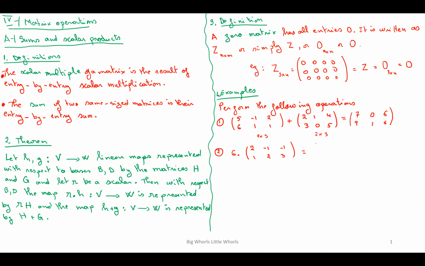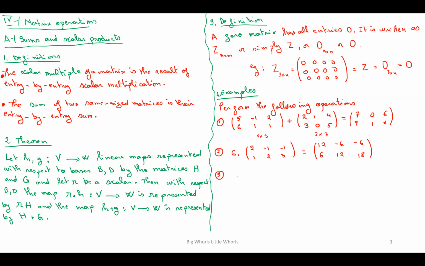So 6 multiplied by 2 is 12. 6 multiplied by minus 1 is minus 6. 6 multiplied by minus 1 is minus 6. And 6 multiplied by 1 is 6. 6 multiplied by 2 is 12. And 6 multiplied by 3 is 18. Okay, so that's good. And we will finish with the following question.